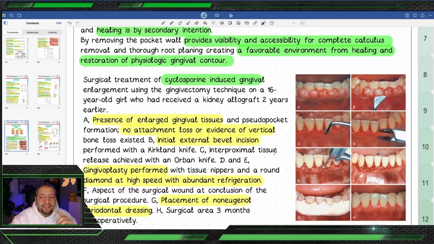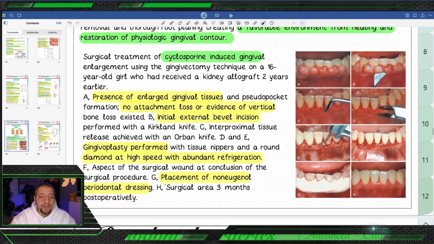Interproximal tissue release incision with an interproximal knife, and then gingivoplasty performed with tissue nippers and a round diamond at high speed with abundant irrigation. Aseptic aspect of the surgical wound at conclusion of the surgical procedure and placement of non-eugenol periodontal dressing, and the surgical area after 3 months. Okay, so here we cut with external bevel incision.